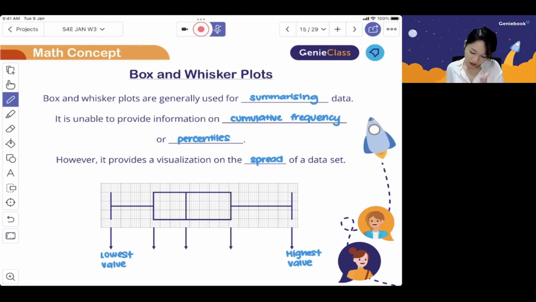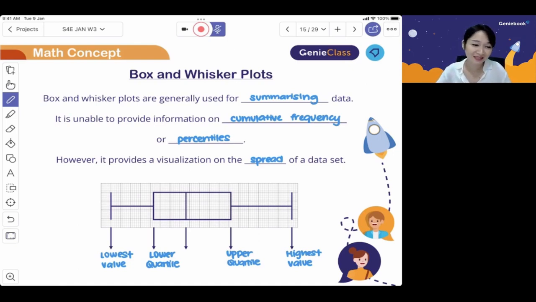Now onto our box. The first line from our box will be called the lower quartile. And of course, the other end of our box will be our upper quartile value. Then can anyone tell me what is the value in between our lower quartile and upper quartile?